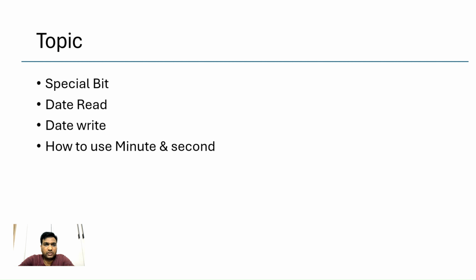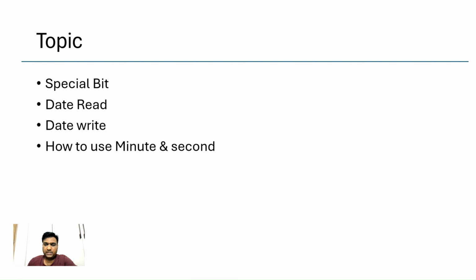If you want to match the date with your system, how can we read the date and how can we write the date? Everywhere the time is not the same. In India there is a different time, and at the same time in other countries there is a different time, so we also need to adjust the time. So how can we write the date? And how do we use minutes and seconds, system minutes and system seconds? How can we use both? This is today's topic.